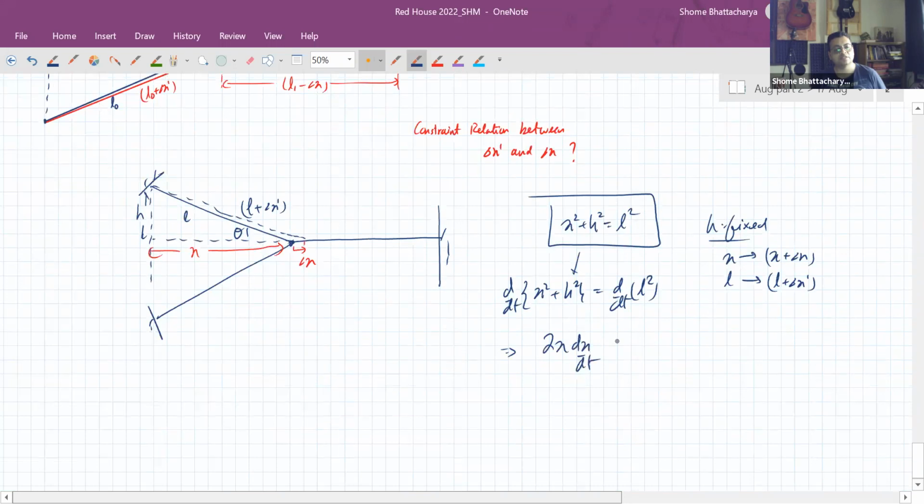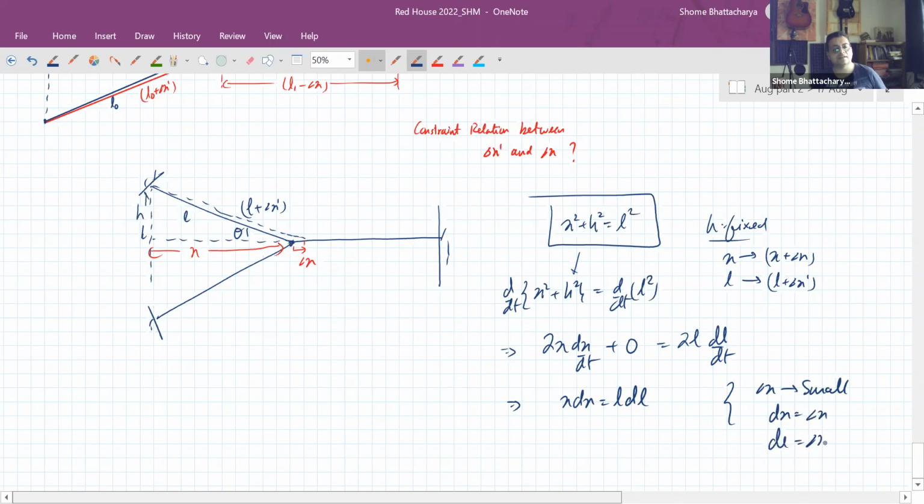So it will become 2x dx by dt plus 0, because h is constant, is 2l dl by dt. You can see the relation between these two is like this. Because delta x is small, we can take dx to be equal to delta x. And then dl will become delta x prime.